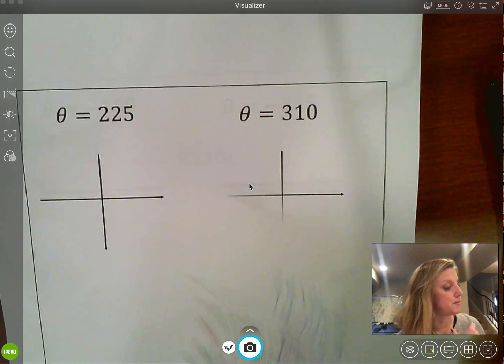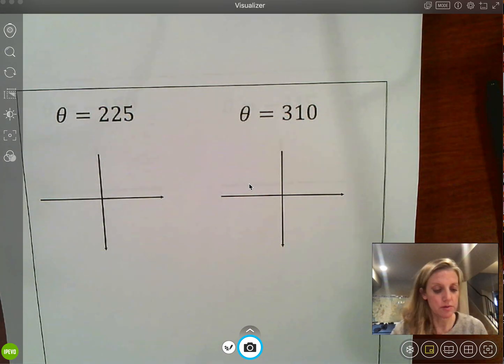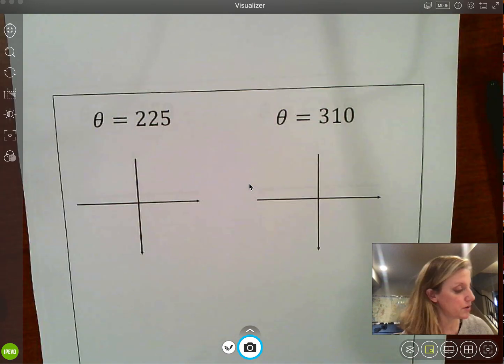Let's try a couple more. All right. So this one, we have an angle of 225.